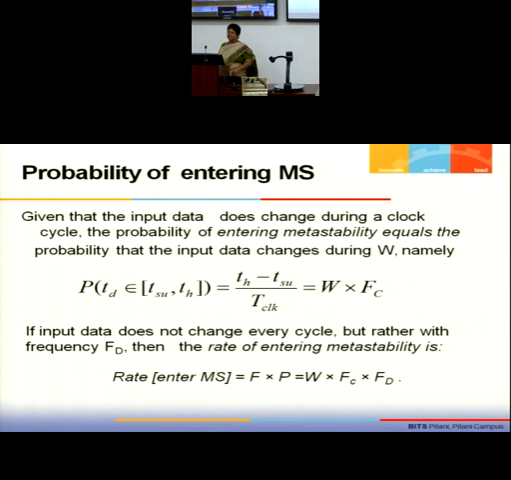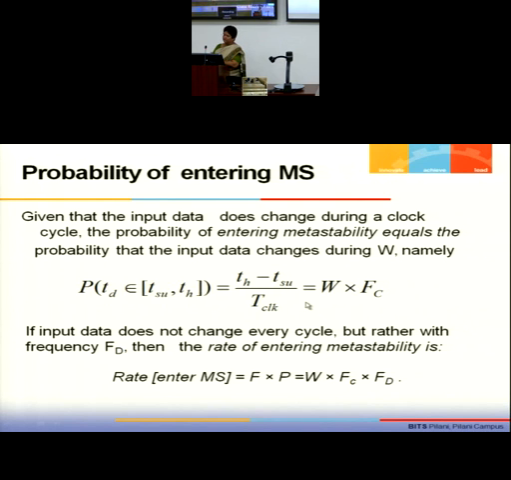So the probability that your input data will change in that window is simply a simple relationship. It is this time slot divided by the total T clock available to you. So this comes out to be T hold minus T setup by T clock. If the input is not changing, this probability would be 0. There would be no metastability.